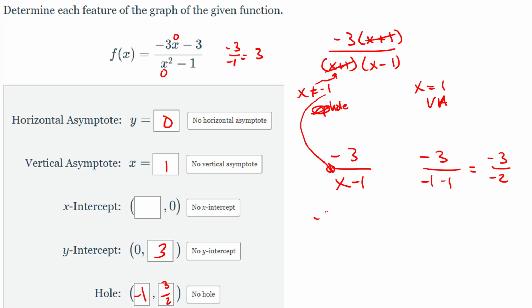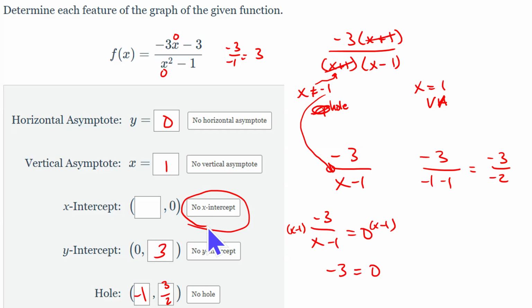And we're going to take this negative 3 over x minus 1 and solve. Well, again, once I multiply both sides by x minus 1, I get negative 3 equals 0, which can't happen. No x-intercept. Okay, that's reviewing graphing. Good luck.